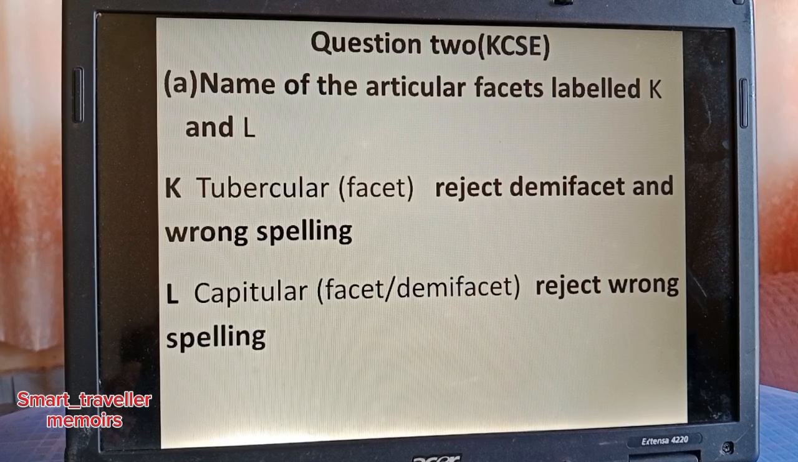Name the articular facets labeled K and L. K is the tubercular facet, as you have seen. And L is the capitular demifacet. They are there in those photographs.